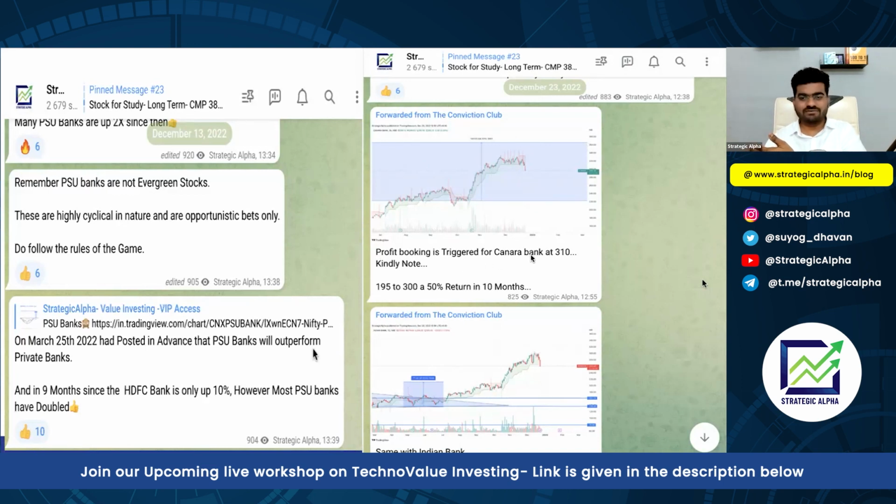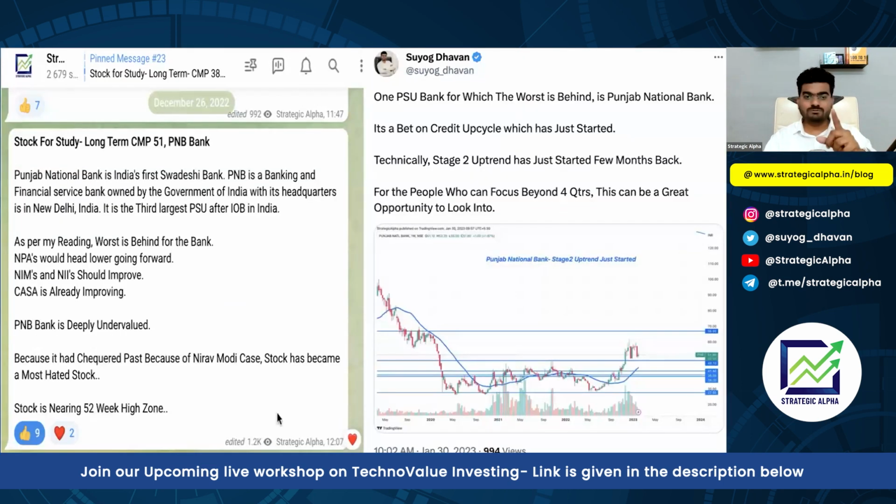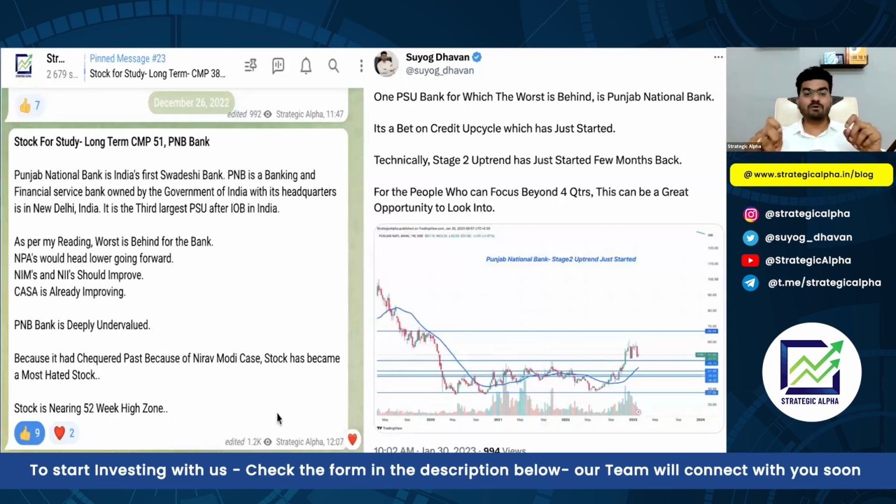So profit booking is triggered for Canara Bank, 50% return in 10 months. Same with Indian Bank, it gave like 100% return in 6, 7, 8 months. So that was the time to book profit in this. But I was bullish on one more stock which was not falling as per the sector. Once again, I spotted that on the ratio chart. Compared to other stocks, PNB stock was not falling and it provided a huge value. So I was bullish on it.